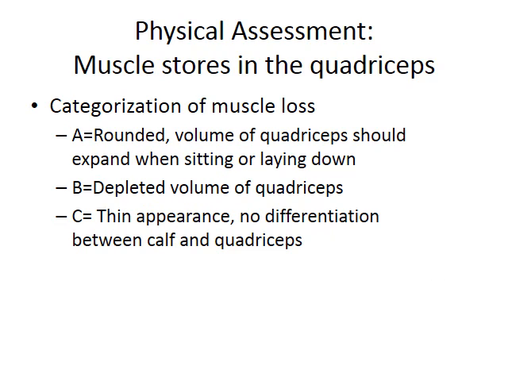Categorization of muscle loss at the quadricep can be A, no change; B, depleted volume; or C, thin appearance, no differentiation between the calf and quadricep.